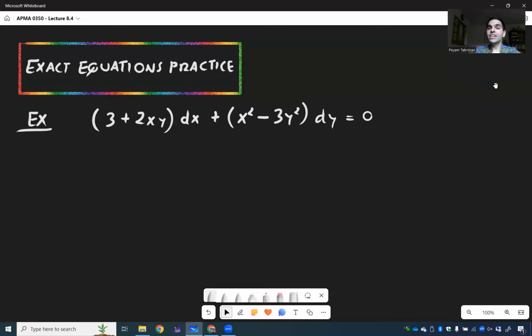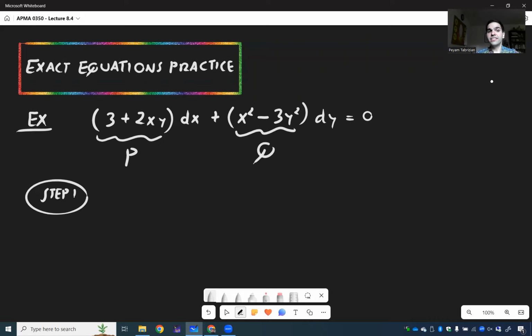All right, now let's do an example of exact equations. So you see that in practice, it's not as bad as you think. We start with this equation, P dx plus Q dy, where P is 3 plus 2xy, and Q is x squared minus 3y squared. The first thing you have to do is to check that this equation is exact or conservative.